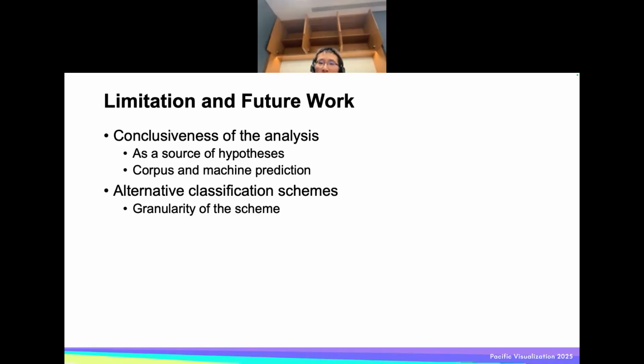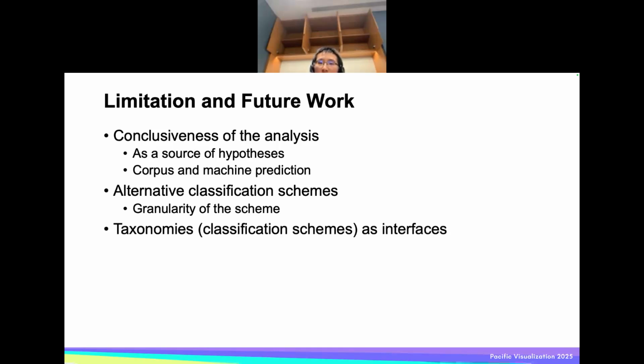And then a direction for future work is to use more fine-grained schemes to code the images, such as using a multifaceted taxonomy or using a grammar. Different schemes may have different trade-offs in aspects such as efficiency of development, explanatory power, and supported usage scenarios.